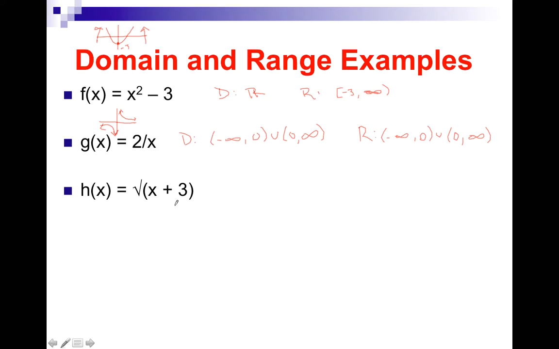Okay, next example we have here is the square root of x plus 3. Now, we should know that we can only square root positive numbers. That means that x plus 3 has to be bigger than or equal to 0. And if we solve that, we would say x is greater than or equal to negative 3. So that means my domain starts at negative 3 and goes towards infinity.